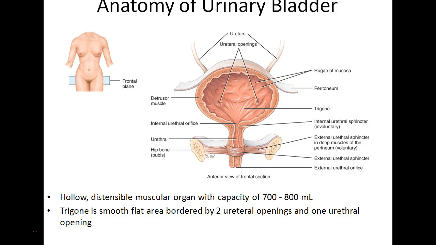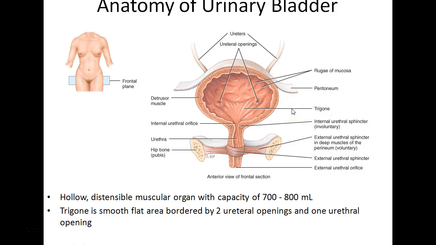Before we get into those functions, let's look at the bladder anatomy. Here is a frontal view of the bladder. We see that the bladder is a hollow, distensible muscular organ. It has a capacity of about 700 to 800 milliliters. Perhaps you can see where the ureters enter into the bladder. So this bladder is an expandable muscular retroperitoneal organ, and that's going to be a holding reservoir for our urine.